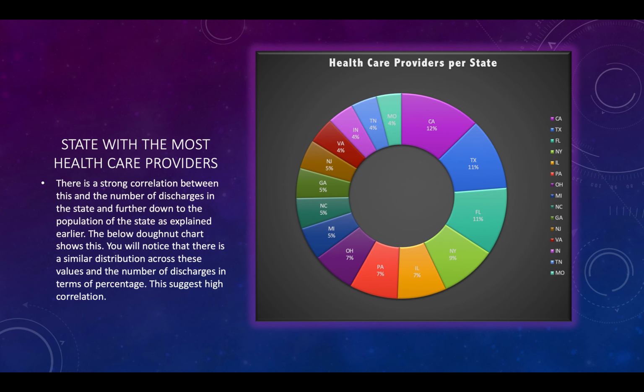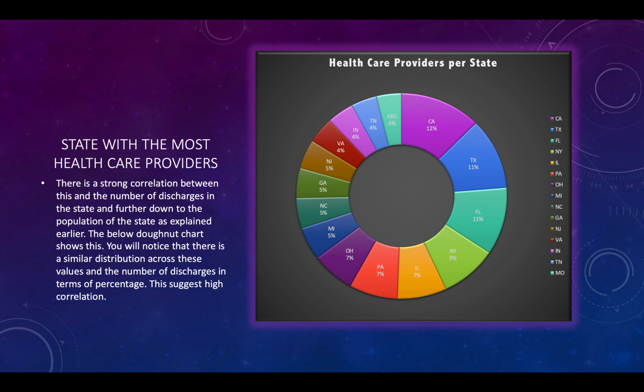And then I was also interested in seeing care providers, like the number of care providers within each state. And this was also very interesting, because it was able to create a strong correlation between the number of care providers that would be created in a state, and the number of discharges in that state, and then also, by further extension, explain the population of that state.